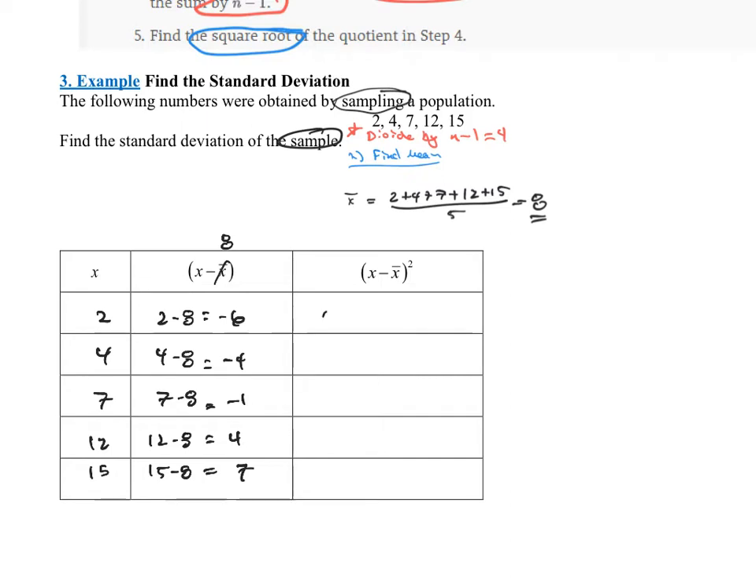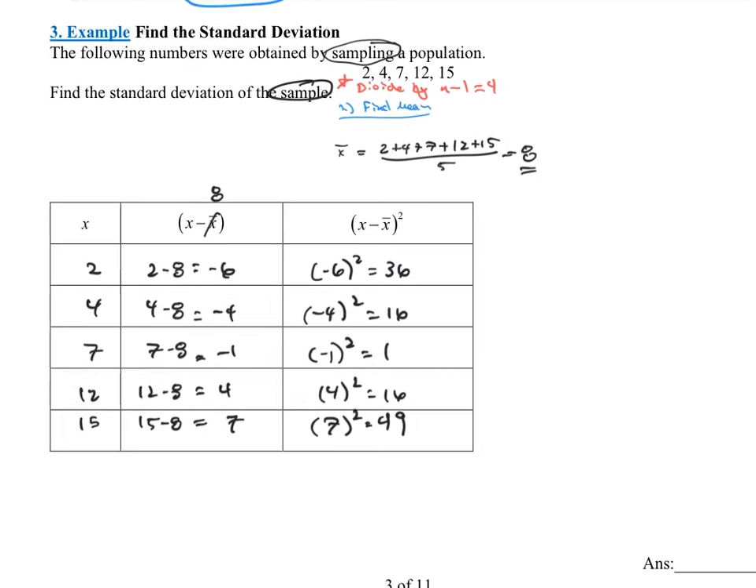Take all those numbers and square them. Negative 6 squared is a positive 36. Negative 4 squared is a positive 16. Every one of these numbers should be positive. Make sure you're using parentheses. Negative 1 squared is a positive 1. 4 squared is 16. And 7 squared is 49.